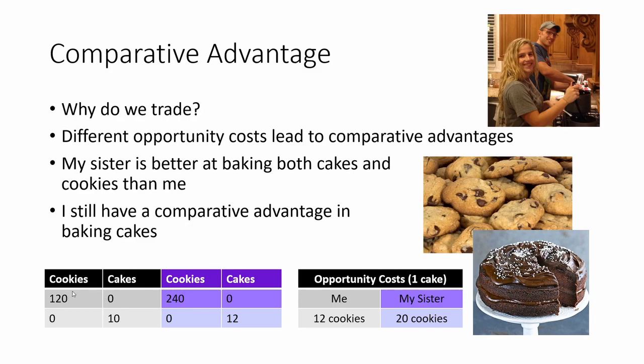So you can see over here, my sister has an absolute advantage in both cookies, where she can bake 240 and I can only bake 120, and cakes, because she can bake 12 and I can only bake 10. But I have a comparative advantage in cakes because it costs me fewer cookies to bake one cake, and my sister has a comparative advantage in cookies because she can bake more cookies per one cake.